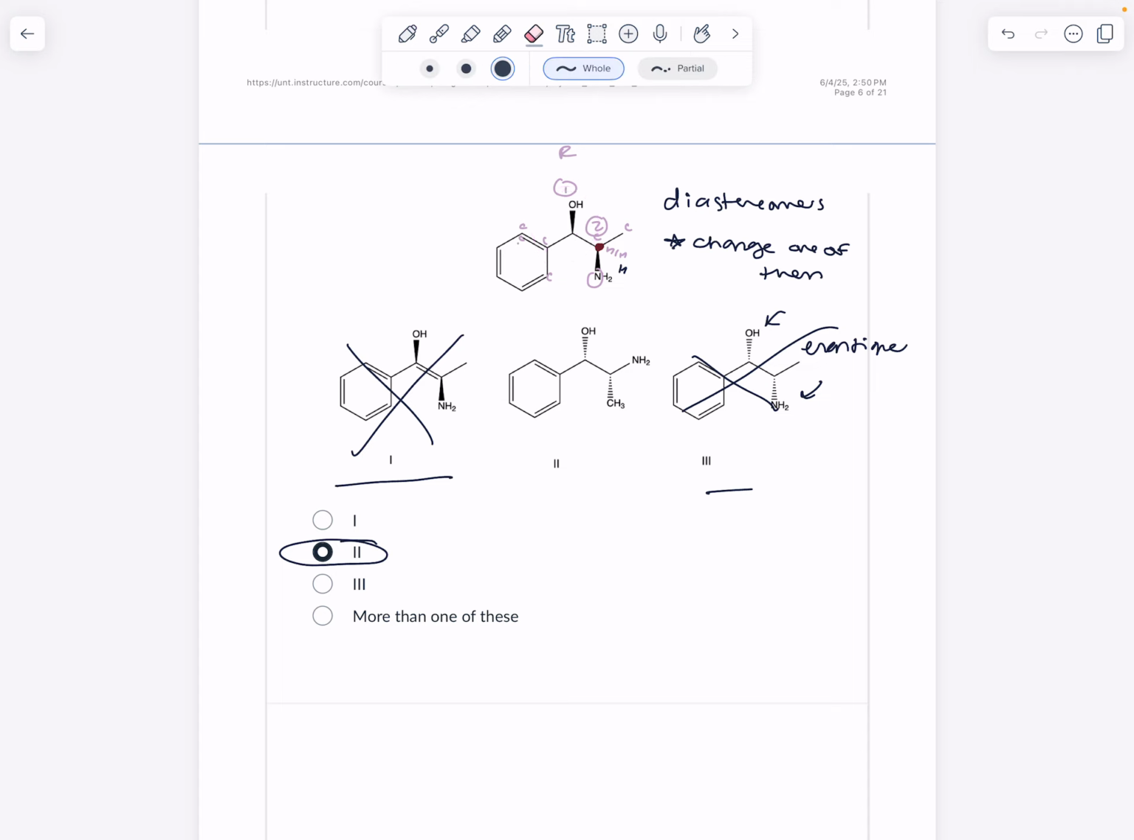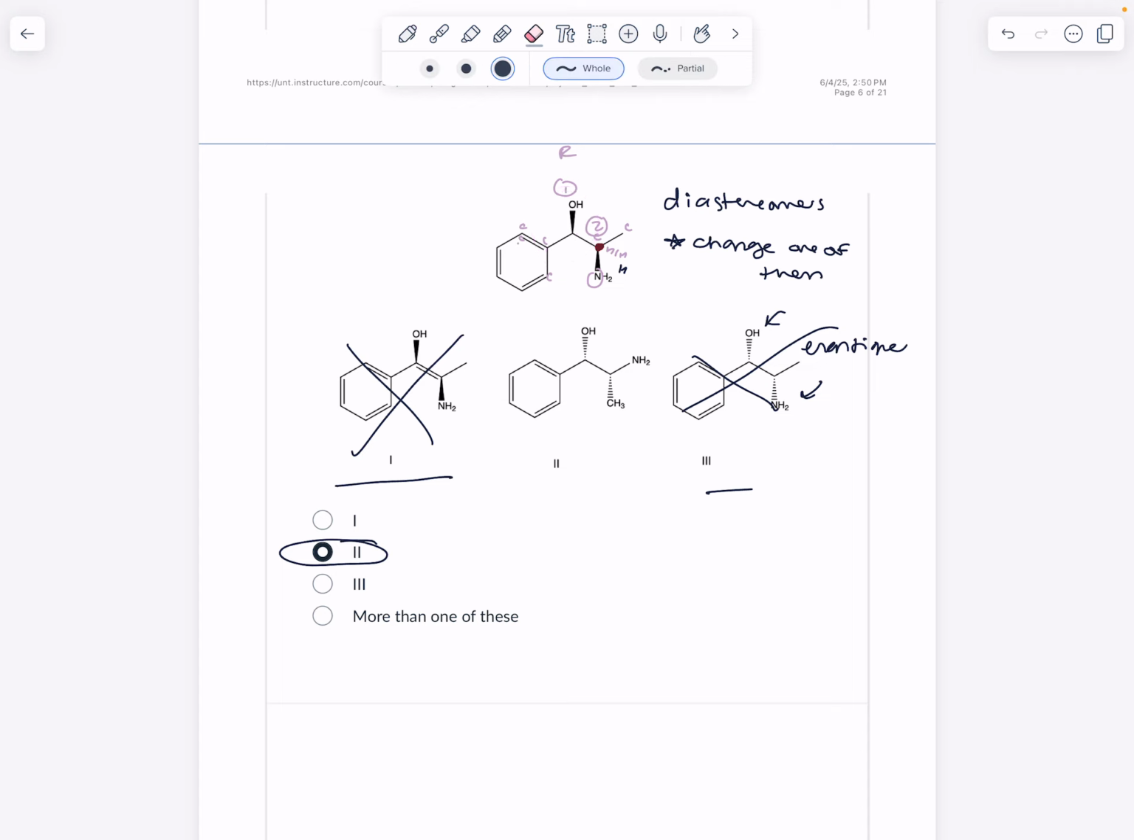hopefully you know that staggered is more stable than eclipsed. So I'm going to eliminate this answer because it's eclipsed, and so it is likely not the most stable conformation. The next thing is we want the 2 biggest groups to be anti. But we can worry about that later.